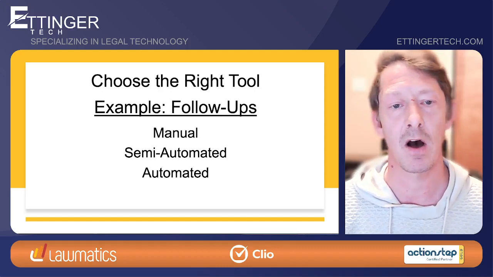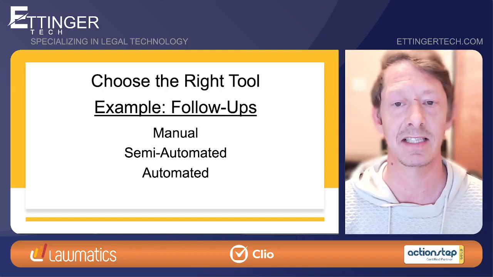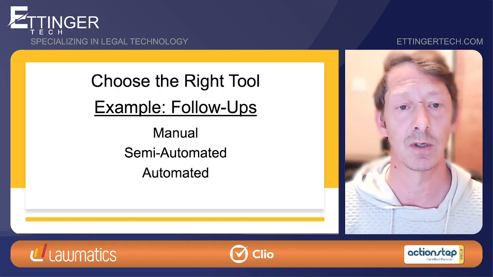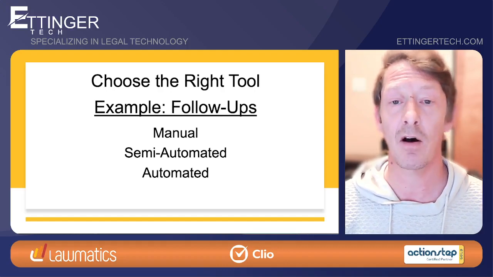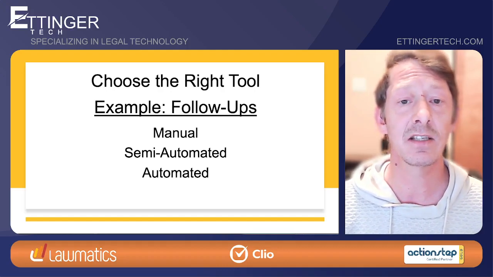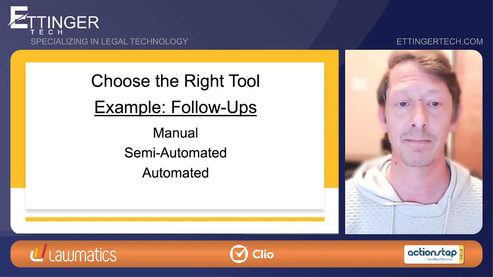This is semi-automated. In Lawmatics, you can set an automation that sends emails or texts automatically on a schedule like Clio to get them to schedule or say no. And then if they do schedule, it can kick them out of that automation into another automation. This is automated based on how your automations are set up.